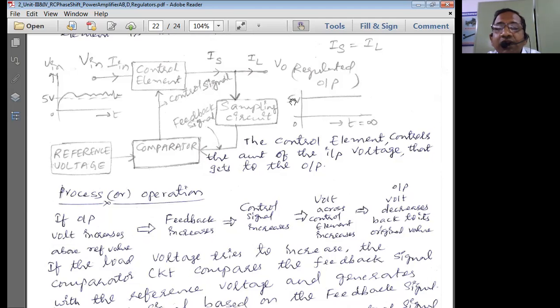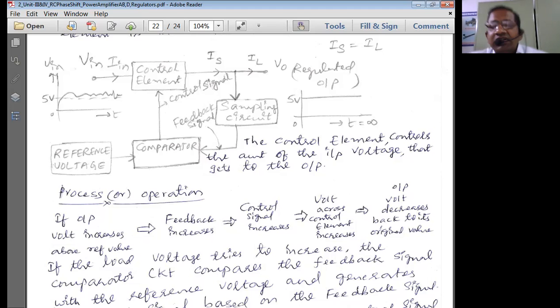Now, whatever control signal we apply should be based on the reference voltage. What is the reference voltage? The reference voltage depends on the operating voltage of the electronic circuit. If the electronic gadget is operating at 5 volts, that is known as the reference voltage for us. So this reference voltage source is always going to give us a 5-volt signal. And a comparator compares the signal coming from here with respect to this. Then the control signal is appropriately generated.